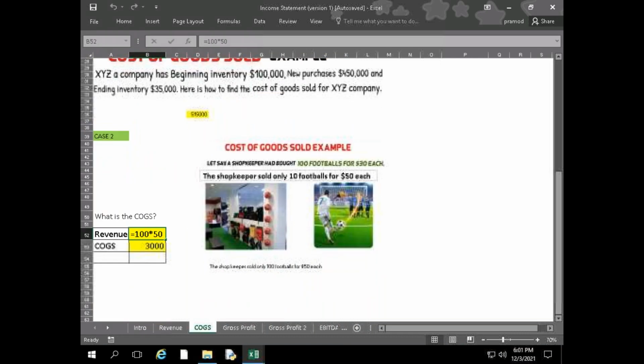See here, the revenue is 100 into 50. That is sold price. Whether it is 100 or 10, if I'm taking 100, it will give 5,000. If I give 10 into 50, 10 is the sold quantity and 50 is the sales price. But when I do the COGS, what did you do? Here we sold total 100 only, so we are taking the sold quantity of 100, into 30 rupees.